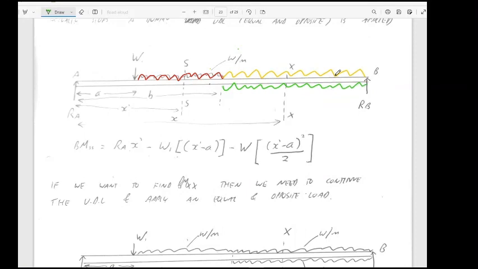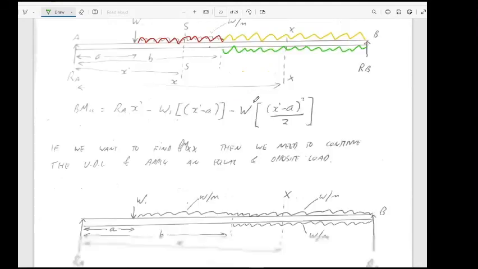But what we have now is a UDL on top of the beam, which starts here and goes all the way to the end of the beam. And we've got a UDL underneath the beam, which starts here and goes all the way to the end of the beam. So we could deal with those in exactly the same way that we did in the previous example. The only difference is that one UDL now is on top of the beam, so therefore it's positive, and one UDL is underneath the beam, so therefore it's negative. So we can deal with that.